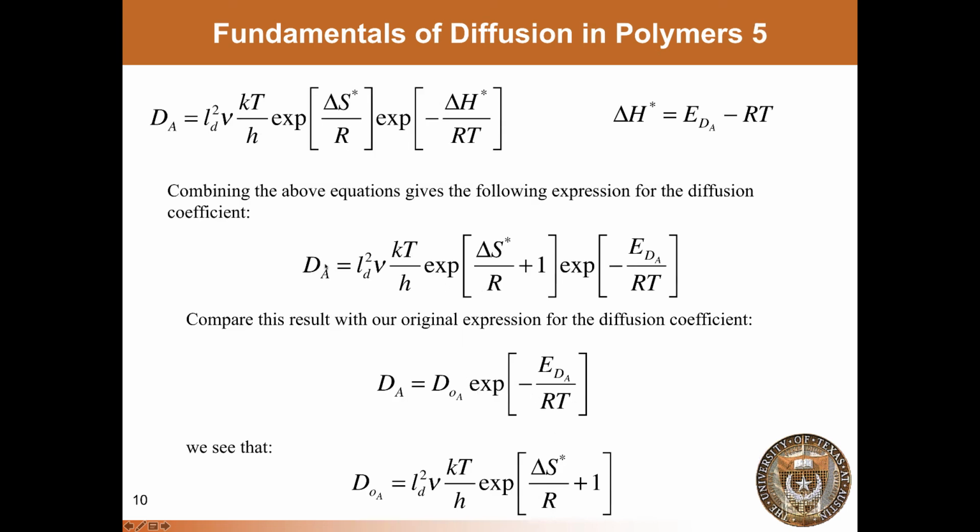Combining these results gives the expression in the middle of the page, and when we compare that back to the original Arrhenius expression for the diffusion coefficient, we see that this front factor, which we call D0, is related to the activation entropy, that is the entropy change between the activated state and the ground state or unactivated state. And we'll see what that means physically a bit more in just a moment.